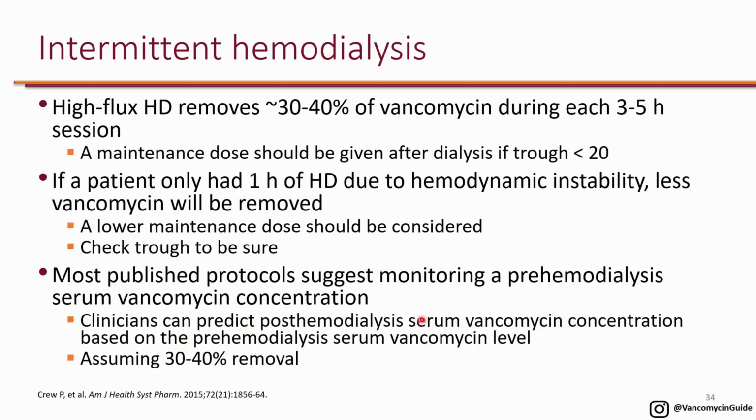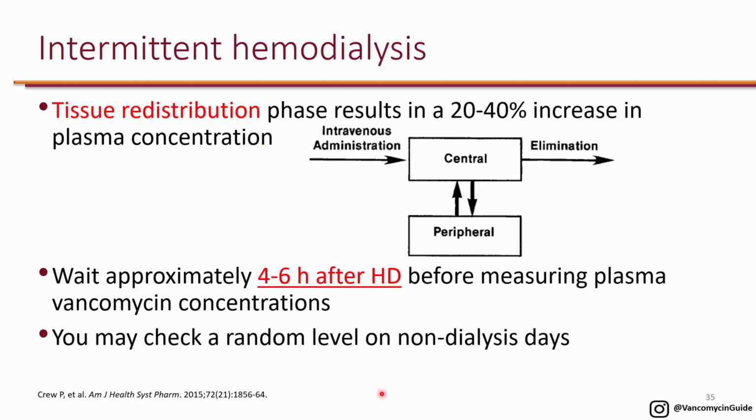Now, a lot of published protocols actually suggest to get the vancomycin level before dialysis, and then assuming that the patient gets the full dialysis session, then you can actually calculate and say that 30 to 40% of it was removed, and calculate what would be the trough after dialysis session. However, in clinical practice, most clinicians actually get the vancomycin level after dialysis. Now the issue is, when should you get the vancomycin level after dialysis? Should it be immediately after hemodialysis, or should you wait for a while?